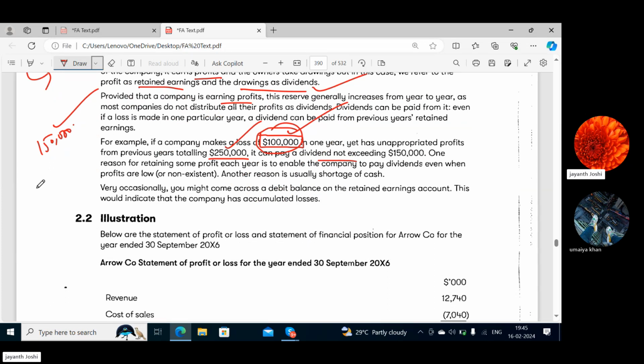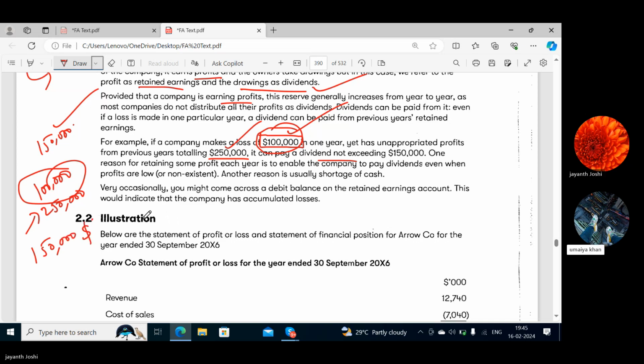Now, let's say the company has made a loss. So this year it has made a loss. But the previous year they had an unappropriated profit of 250. So that previous year profit is also with them, right? So now this loss is nullified from this profit and the leftover amount is still $150,000. Correct or wrong? Yes, sir. So see, are you understanding?